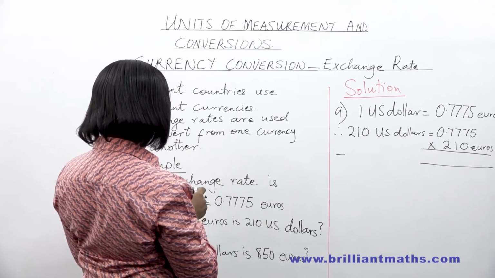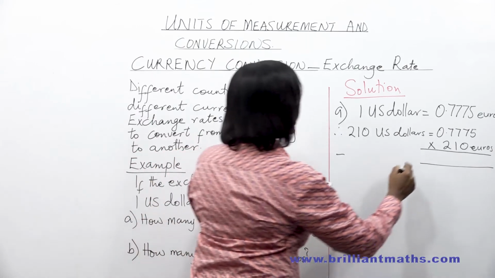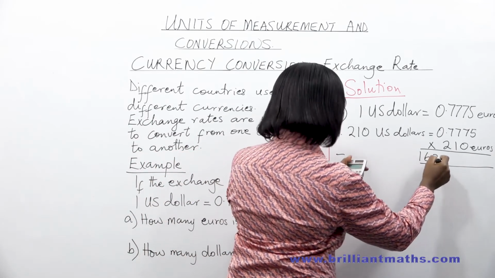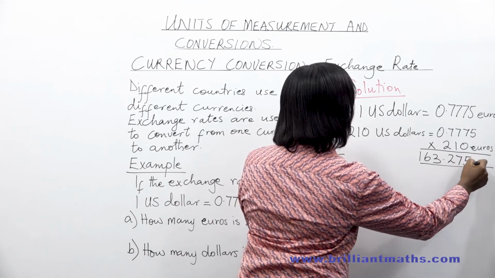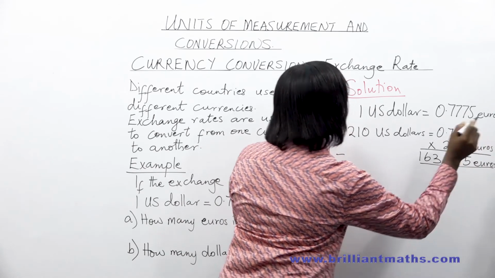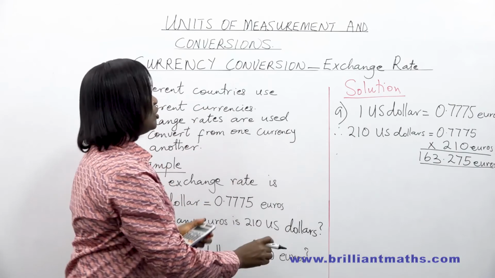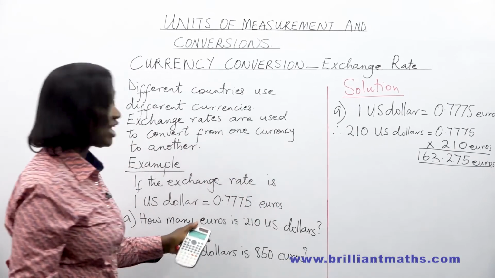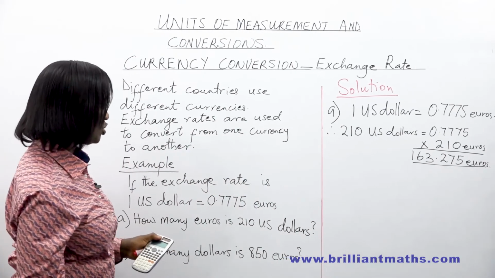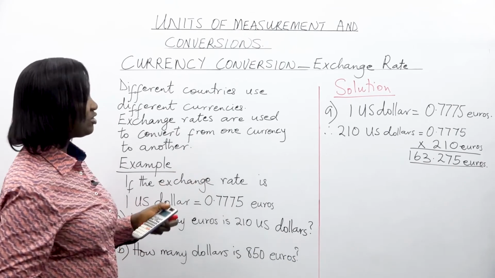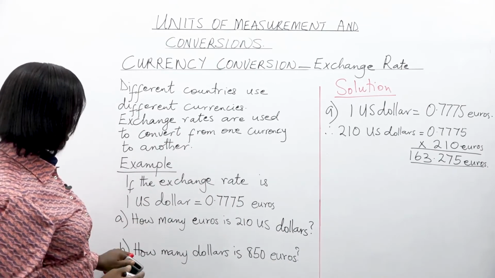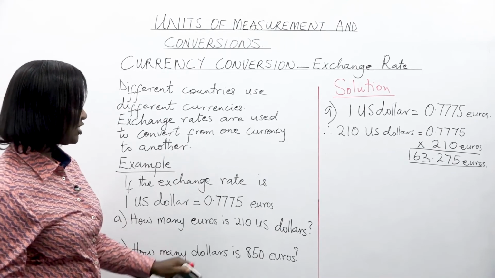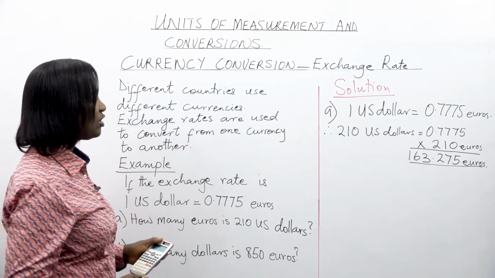0.7775 times 210, that will be 163.275 euros. So 210 US dollars is equivalent to 163.275 euros. For the second one, how many dollars is 850 euros?